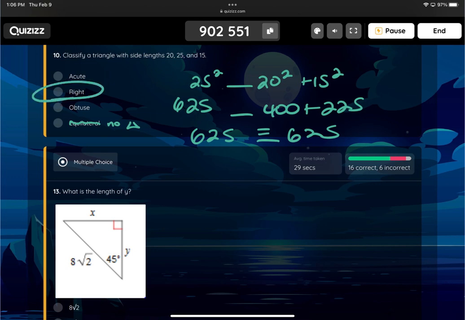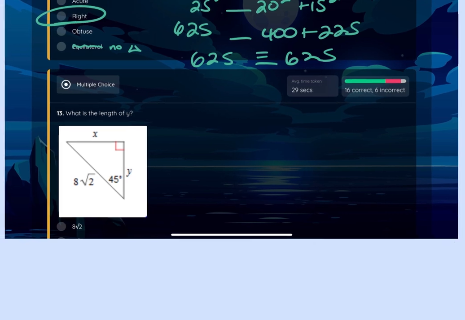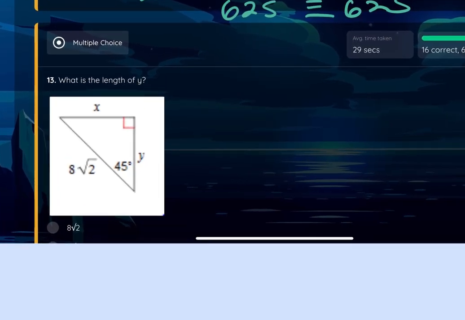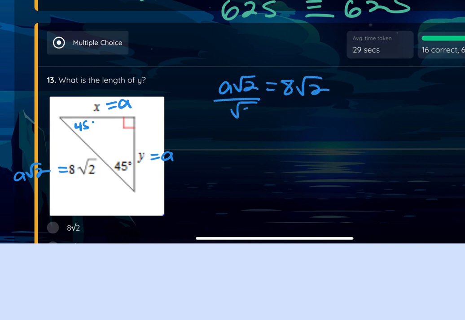Yes. And then 13, it says find the length of y. This is a 45, 45, 90 triangle. Opposite those 45s are your a's. And opposite the 90 is your a root 2. So if a root 2 equals 8 root 2, and I divide both sides by root 2, a is 8, which is going to be either side length here. They would both be 8.